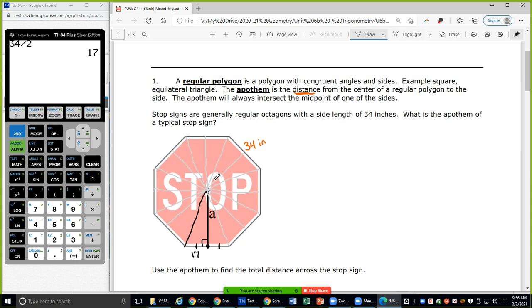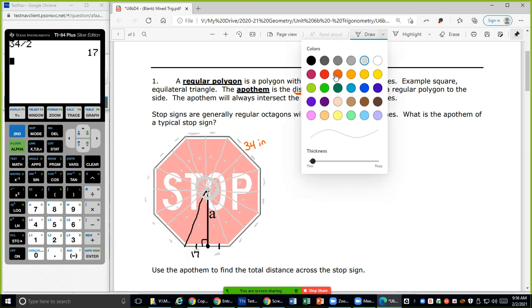I know all the way around a circle is 360 degrees. So how many triangles did I make? 1, 2, 3, 4, 5, 6, 7, 8, 9, 10, 11, 12, 13, 14, 15, 16, which makes sense because on each side I made 2 triangles. And if there's 8 sides, that means I made 16 triangles. All the way around this circle is 360 degrees.